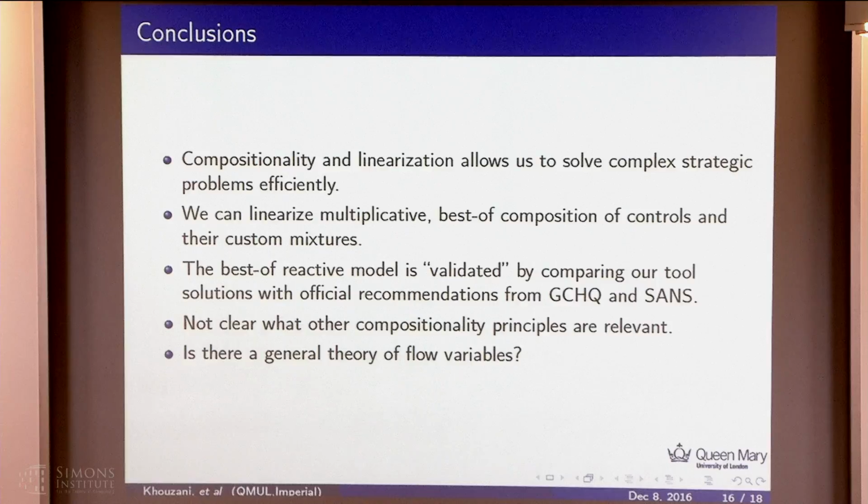So let me conclude. For this problem, thinking compositionality and linearization of nonlinear problems allows us to solve complex strategic problems efficiently. We can linearize capped additive, multiplicative, best-of compositional controls and their custom mixtures. So we can also do it if, against one vulnerability, controls combine multiplicatively, and against another vulnerability, they combine best-of. It is not a problem, we can do that.